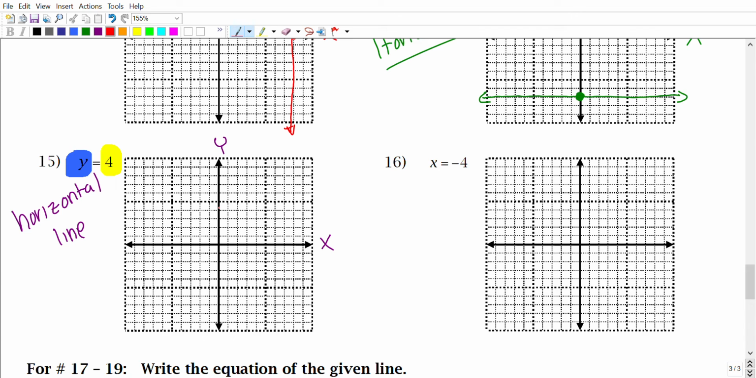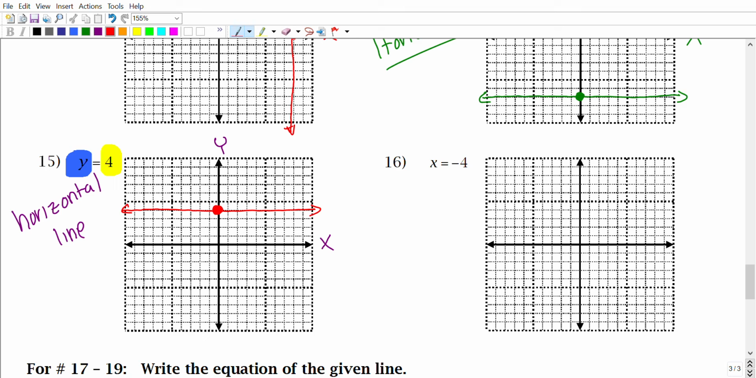So let's go to y equals 4, which is up here. And because we know it's horizontal, all I have to do is draw a straight line through that point. All right, so double check your answers. Make sure you got that correct.